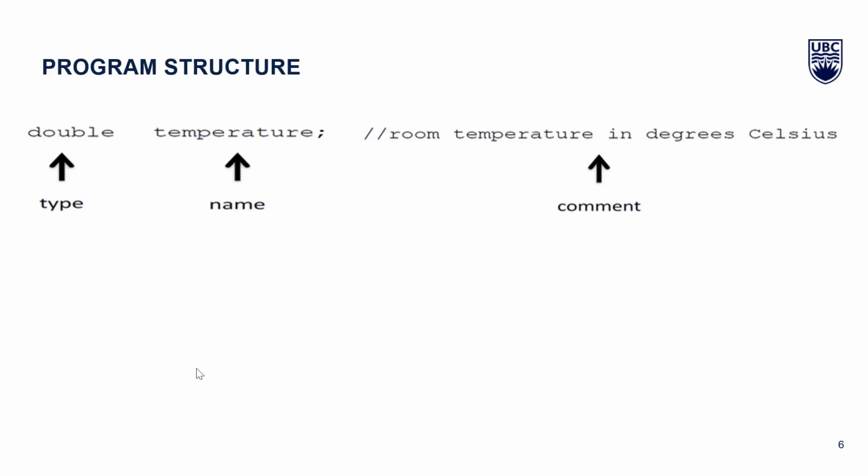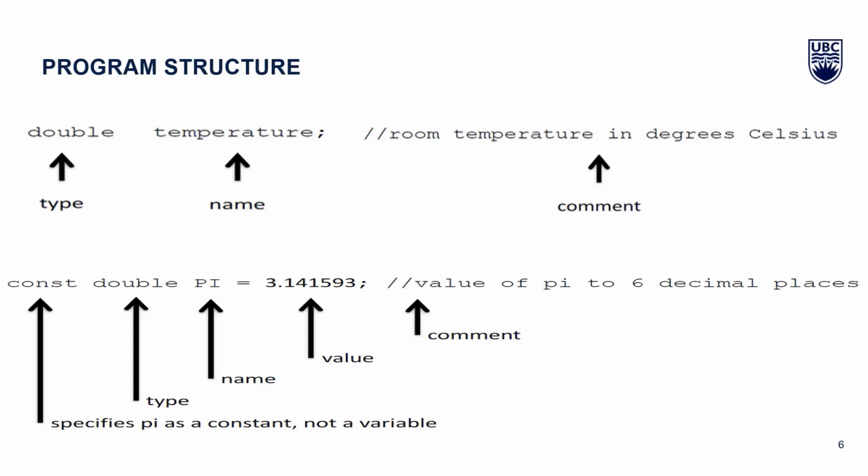Remember, C++ is a case-sensitive programming language. So temperature here is the name of this variable. Temperature with small t is different from Temperature with capital letter T. As a style convention, we use all lowercase letters for variable names, as we did here, and we use all uppercase letters for names of constants. So here, since this is a constant, we define its name using all uppercase letters.